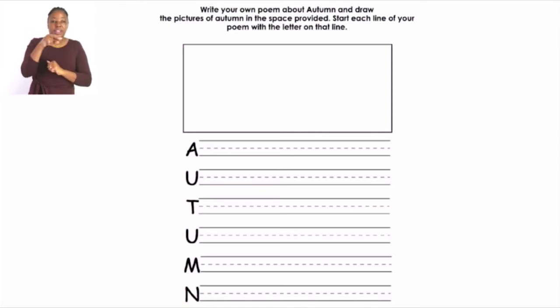So please take your time, think about the words you want to put on your poem before you write it. And if you need some inspiration, I want you to please think about what you like about autumn. Is it the leaves? Is it the colors? Is it the weather? Is it the warm coffee you can drink? Or is it the playing in the leaves?